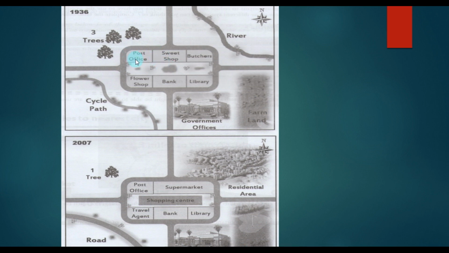In the center part, the post office is as it is. The sweet shop and butchers were demolished and constructed into a supermarket. The flower shop is now changed into a travel agent; the bank and library are as they are. So let us see a sample answer.